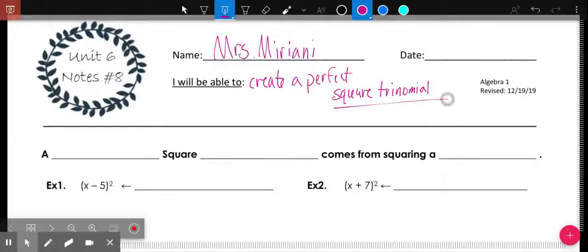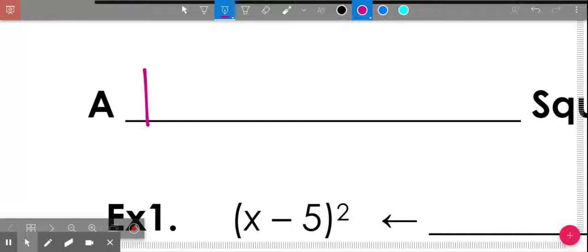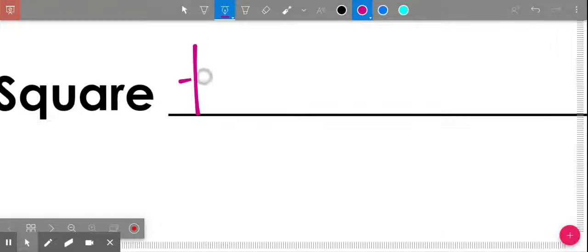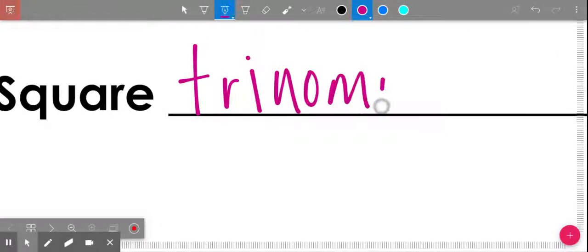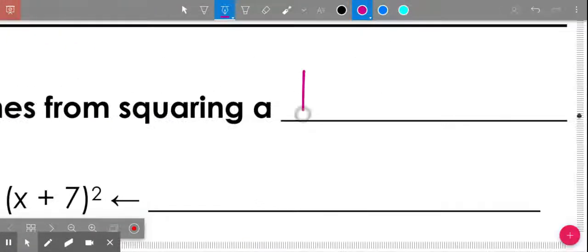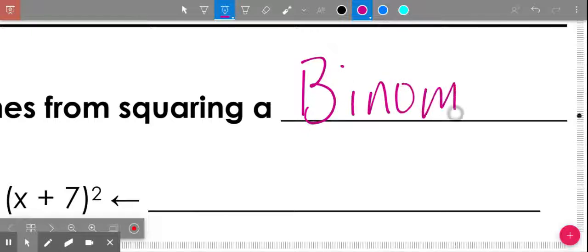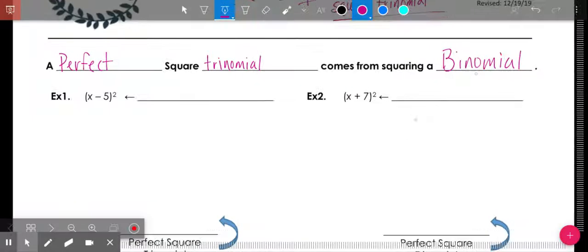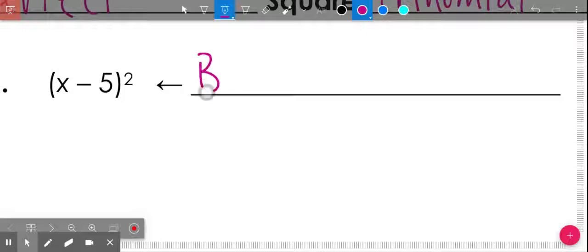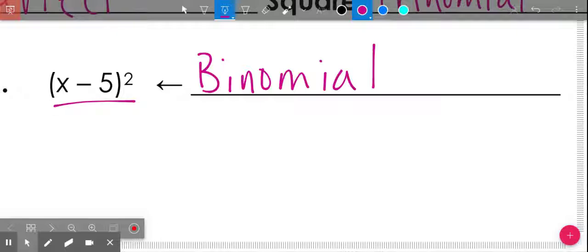So we're creating perfect square trinomials. So a perfect square trinomial comes from squaring a binomial. Our goal is to make these perfect square trinomials, so we're going to talk about that first. So this right here is our binomial, and we're going to square this.